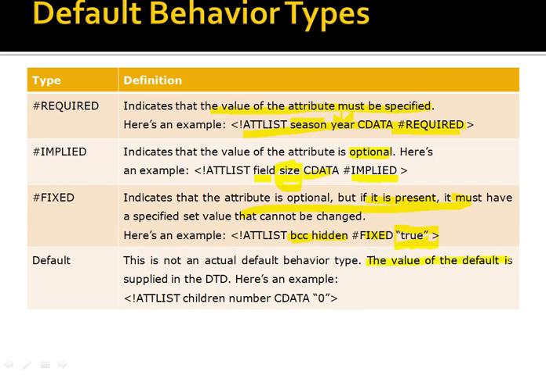The value of a default is supplied in the DTD. So here, like this, the default value for this attribute number is 0. So like this we have the 4 possible values that we can set for an attribute, a DTD attribute.